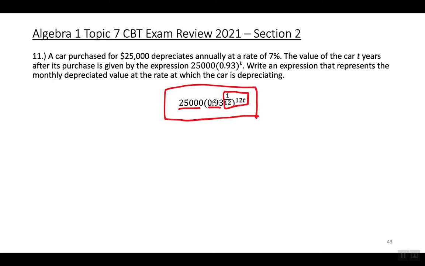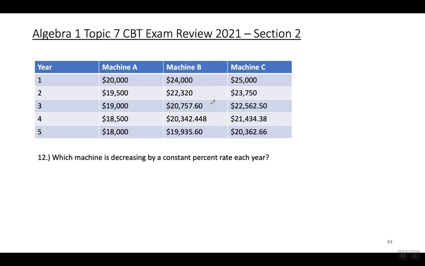These two things you should already understand. We've done a million examples. All right, number 12. Which machine is decreasing by a constant percent rate each year? Remember, a constant percent rate means that you're multiplying by the same amount each time. Or dividing, you could also think about it as dividing by the same amount each time.